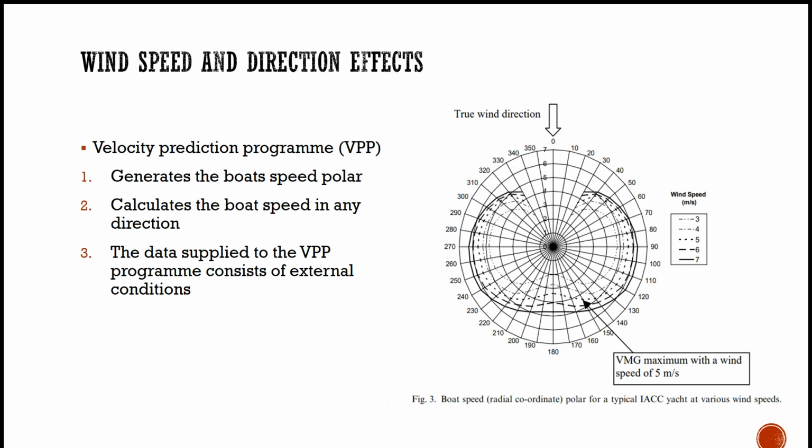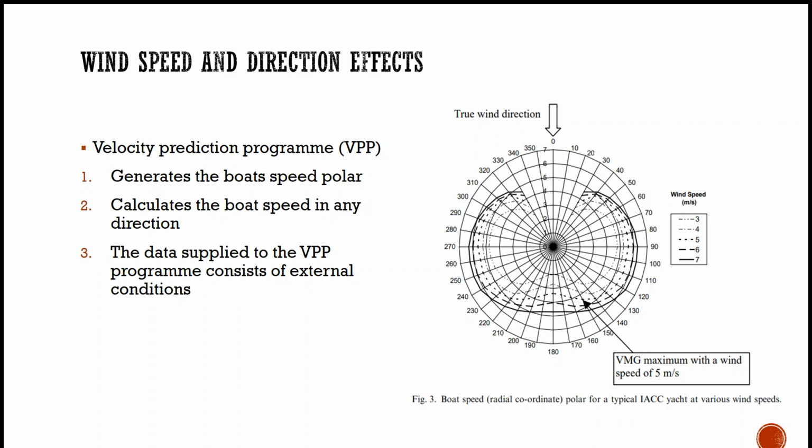Speaking about the wind speed and direction effects, we should speak about the Velocity Prediction Program, VPP, which is a device that generates the boat's speed polar shown below. The VPP calculates the boat's speed in any direction by balancing the aerodynamic and hydrodynamic forces and moments. The data supplied to the VPP program consists of external conditions such as the true wind speed and direction and the force coefficients for various aerodynamic and hydrodynamic forces. These force coefficients are typically determined by wind tunnel and towing tank tests and may be refined by full-scale testing.